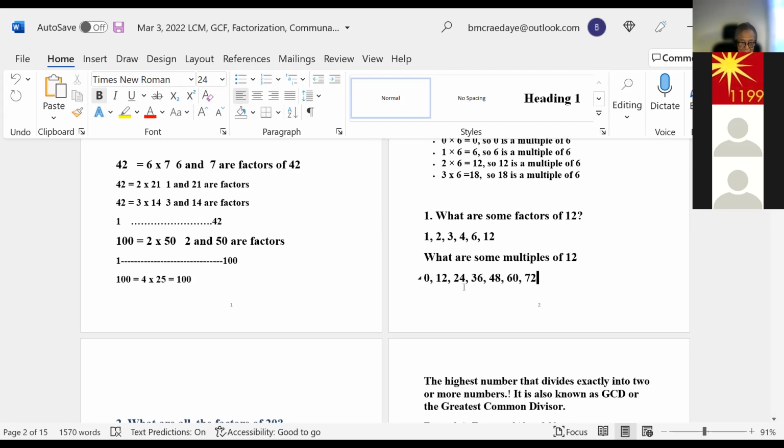12 plus 12 is 24. 24 plus 12 is 36. 36 plus 12 is 48. 48 and 12 is 60. 60 and 12 is 72. 72 and 12 is 84. Okay, so those are some multiples of 12.